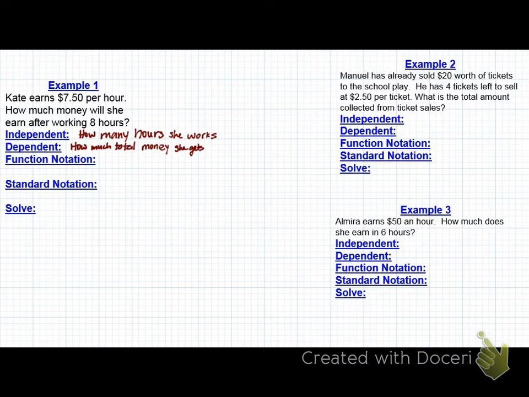Okay, so if we know that, then the independent would be our x, and the dependent would be our y. Continuing on to function notation, we have y equals 7.50x, and instead of y, we're going to write f of x. So again, the total money. I'll show you what I just did here.